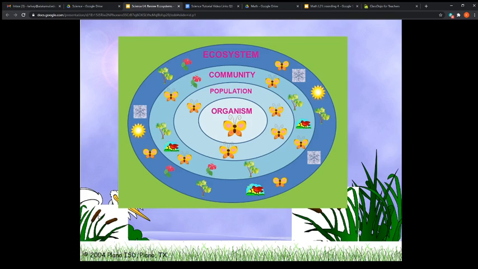Here's an example of the ecosystem circle. So here we have the organism, one butterfly, the population, all of the butterflies, the community, everything that is living, and ecosystem, everything that is living and non-living.